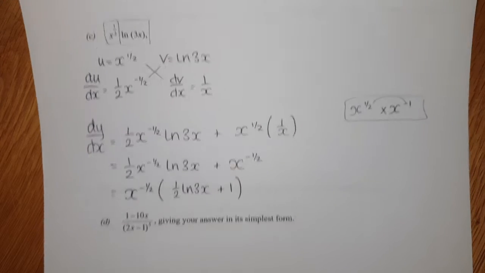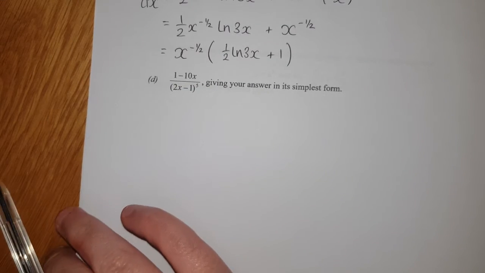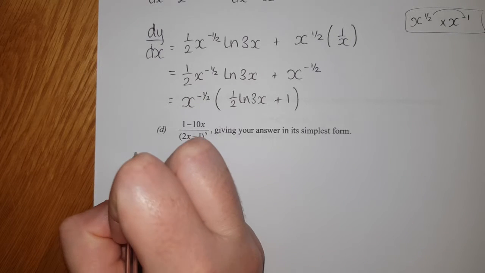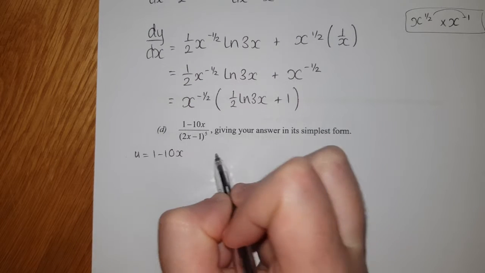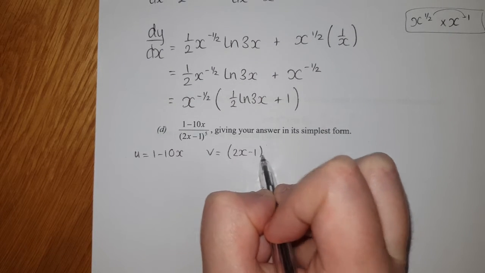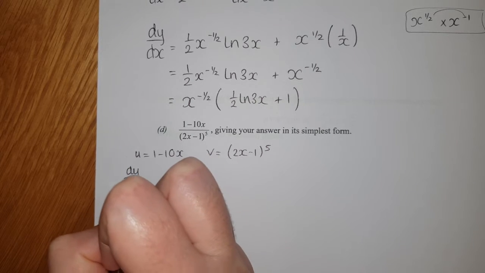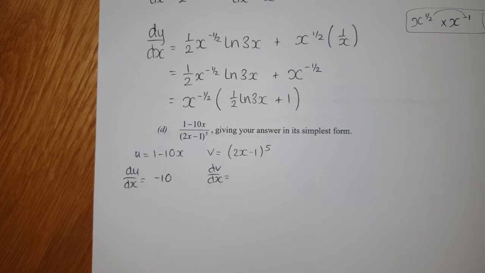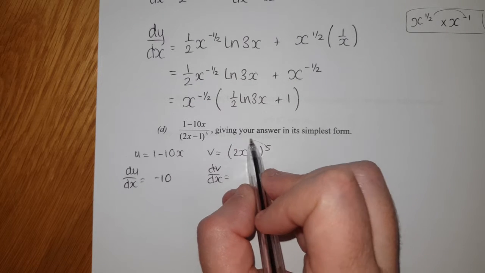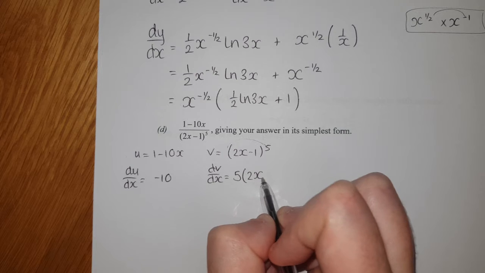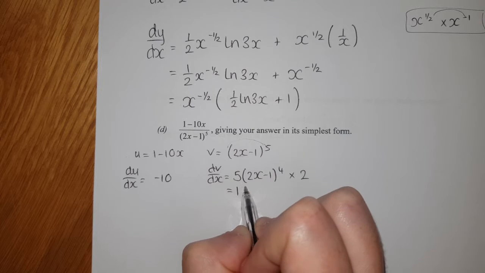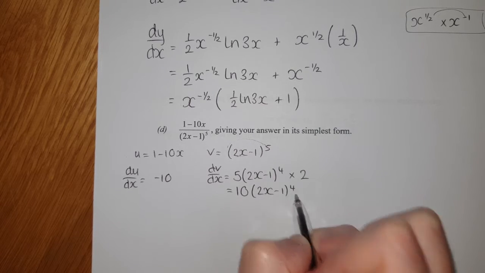Okay, and now the next one is one function divided by another, which means it is a horrible looking quotient rule this time. So u is 1 minus 10x and v is 2x minus 1 to the 5. That means if you differentiate this, you just get minus 10. Differentiating this one, remember, you can either work on the side of your page, write out the chain rule, or you can remember that we did it in our head. So we bring the 5 in front, you get 5 lots of 2x minus 1 to the 4, multiplied by the differential of what's inside, which is just 2. So I end up with 10 lots of 2x minus 1 to the 4.